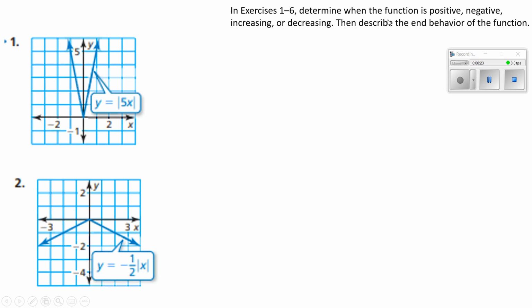Okay, so let's start with positive. Remember, we're comparing everything to y. So y is going to be positive when x is less than 0, and also when it's greater than 0, but it's not going to be at 0. It's never going to be negative, right? There's never going to be a negative y because it stops at 0 and then goes back up.